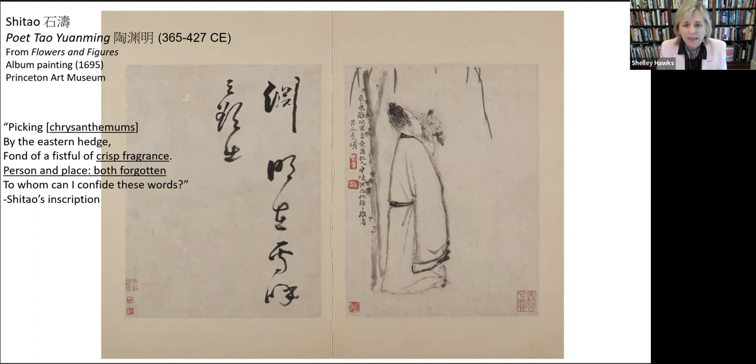So the poet is so enamored by this fragrance that he has forgotten his circumstances, his difficulties. And he's looking out at something. We're left to use our imagination what he's looking at. And in his inscription, he anticipates that the viewers will open their heart to him, you know, give him someone to confide in.